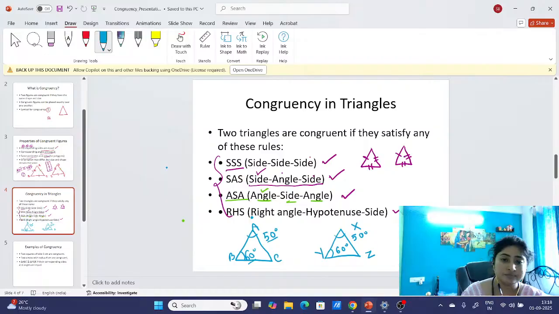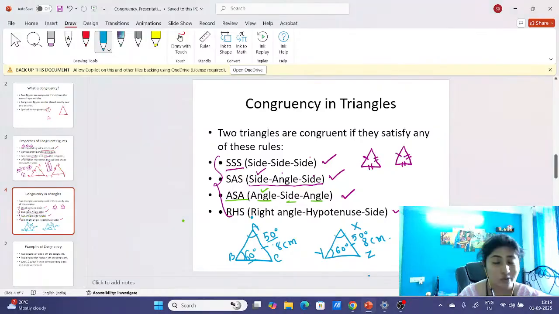So suppose I am saying side AC is equal to side XZ. Suppose this is 8 centimeter. This is also 8 centimeter. So do you think it is satisfying the angle side angle criteria? Do you think so? I don't think so. I will tell you why.